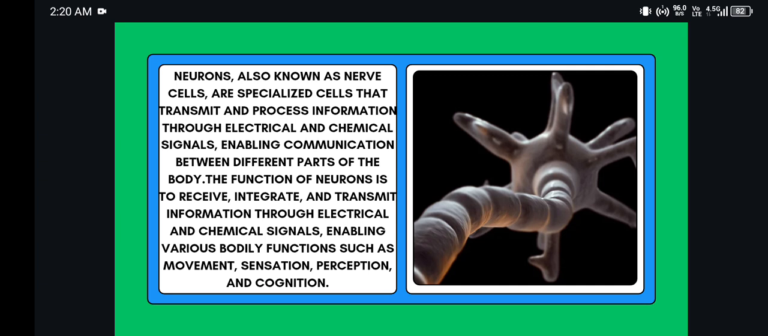Therefore, the nervous system is a complex network of these specialized cells, tissues, and organs that work together to control and coordinate the body's function. It plays a crucial role in maintaining homeostasis, regulating emotions, and facilitating communication between different parts of the body.